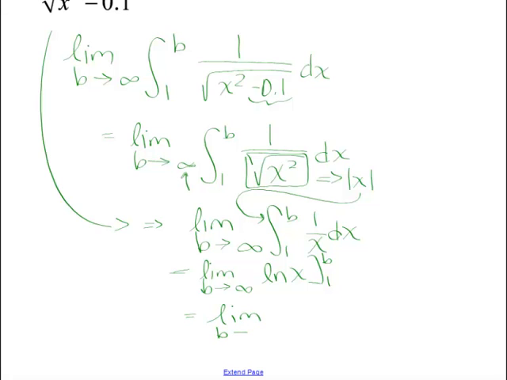Notice I'm really meticulous about writing that limit notation down at every single step. Although natural log is a very slow-growing, excruciatingly slow-growing function, it's still a growing function. This term is headed toward infinity. This term we know has a value of 0. So this function is diverging.